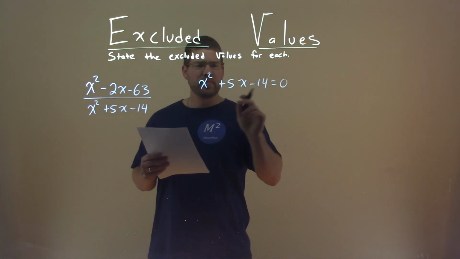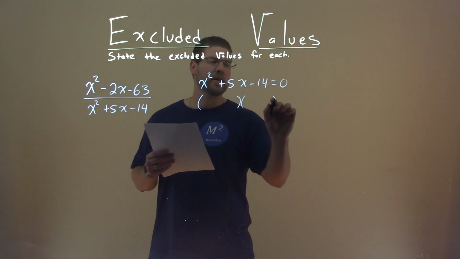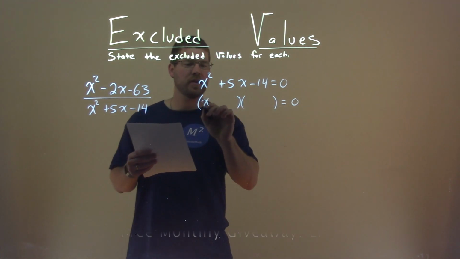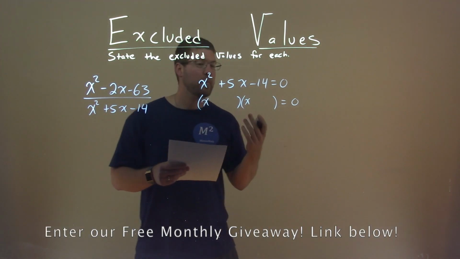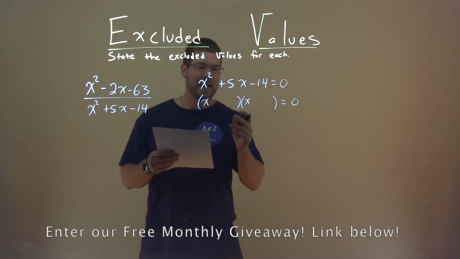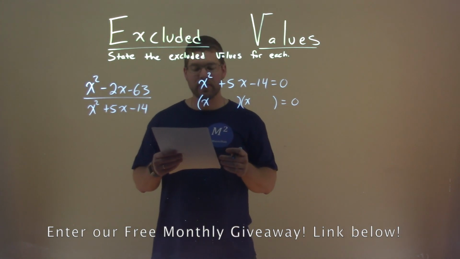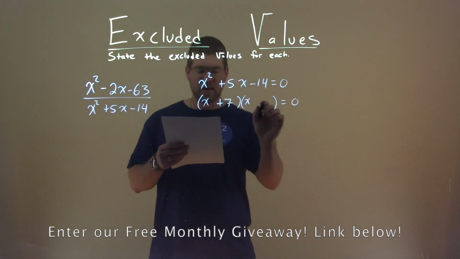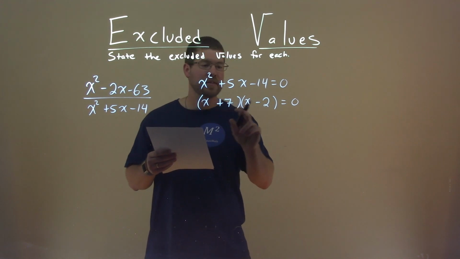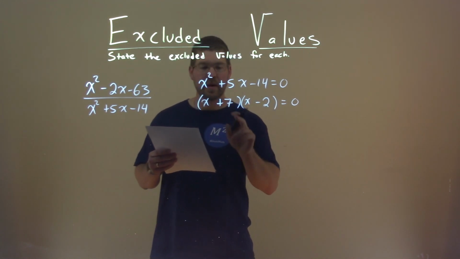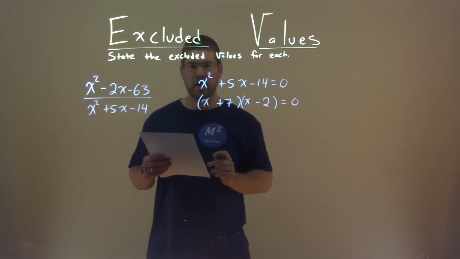Well, this looks like it can factor fairly easily. We have an x here and an x here. What two numbers multiply to be negative 14, but add to be a positive 5? That's a 7 and a negative 2. 7 times negative 2 is negative 14. We add the two, we get a positive 5.